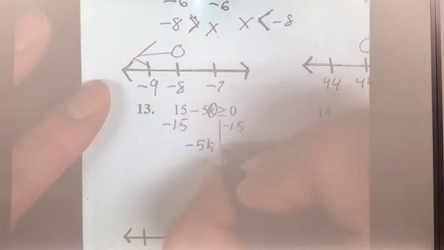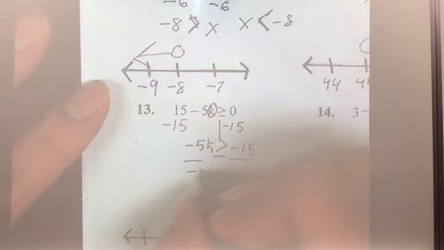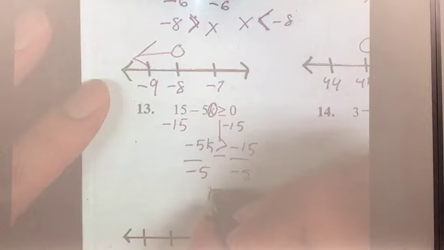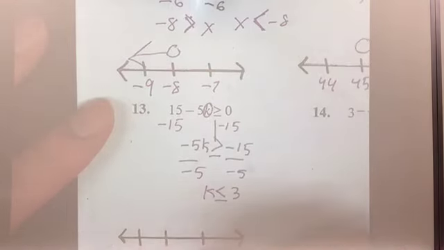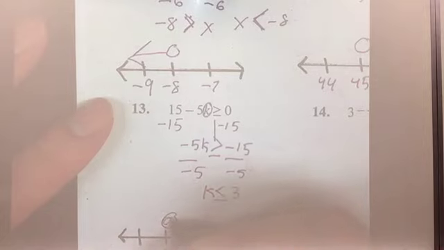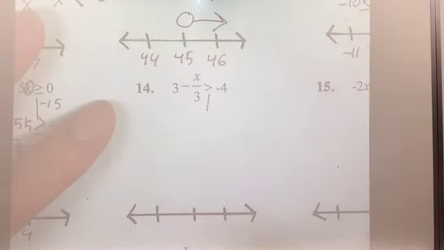Negative 5k is greater than or equal to negative 15. I'm multiplying, so I have to divide both sides by negative 5. So k, when you divide by a negative, you have to flip the sign. And I get 3. So 2, 3, 4. It's going to be filled in because it's or equal to, and k is less than, so it goes to the left. Number 14.